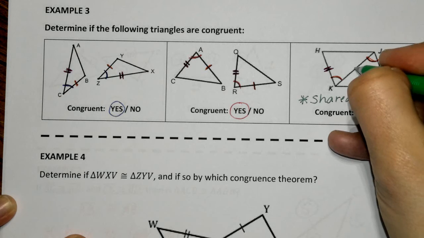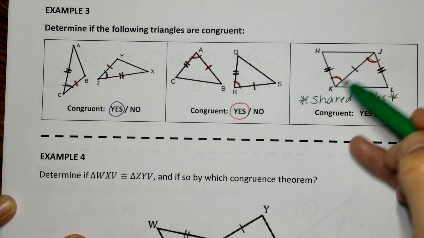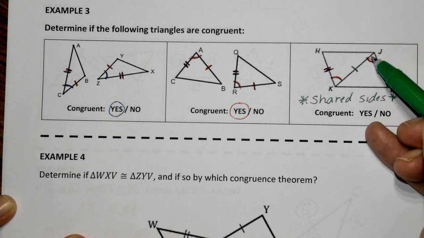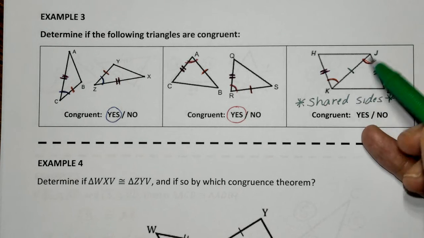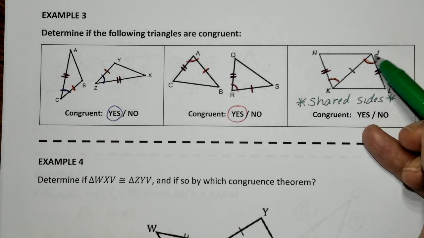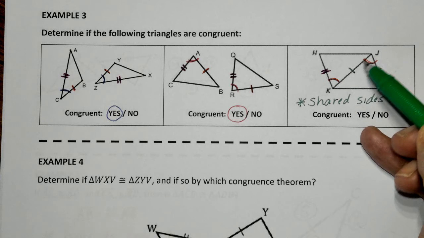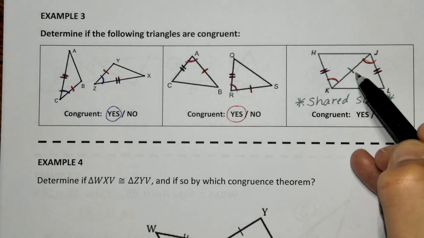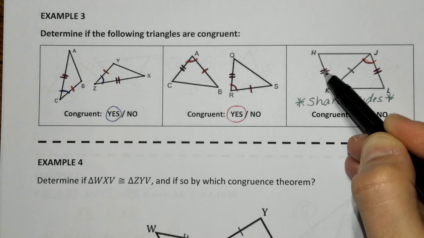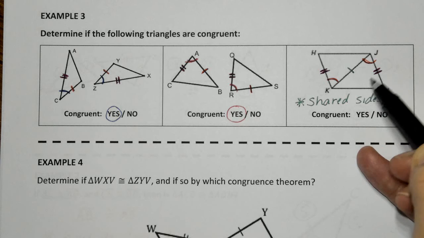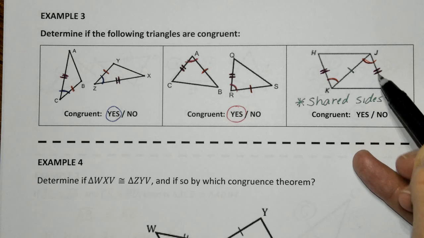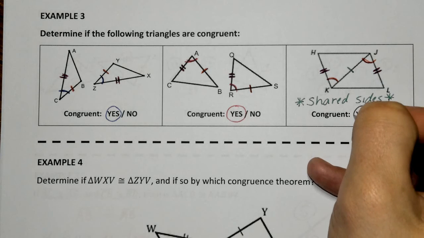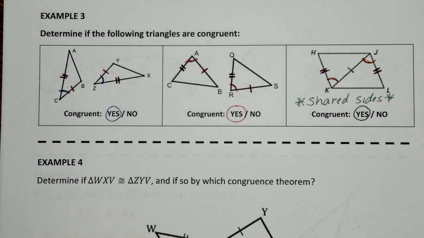And we have a shared side right here. Segment JK will be congruent to segment KJ. And you'll learn later why I switched those letters around, okay? These sides, the shared sides, are going to be considered 2 congruent sides. So here we have side, angle, side, wrapping around the corner. And for the other triangle over here, we've got side, angle, side. So yes, we do have congruent triangles on this one.